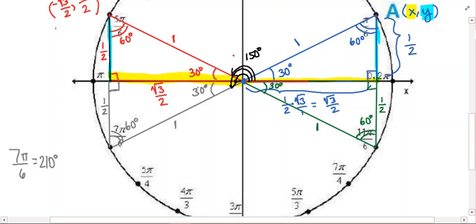You again use the relationships in a 30, 60, 90-degree triangle, keeping in mind that this leg on the triangle, from the origin to the point at 7 pi over 6 on the circle, is the radius of the unit circle.